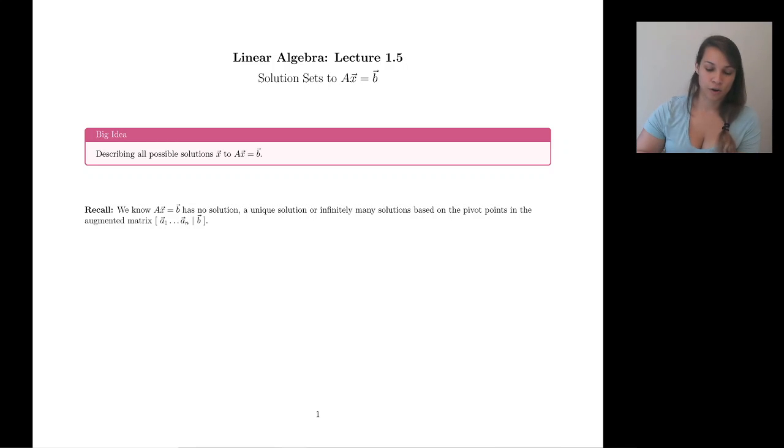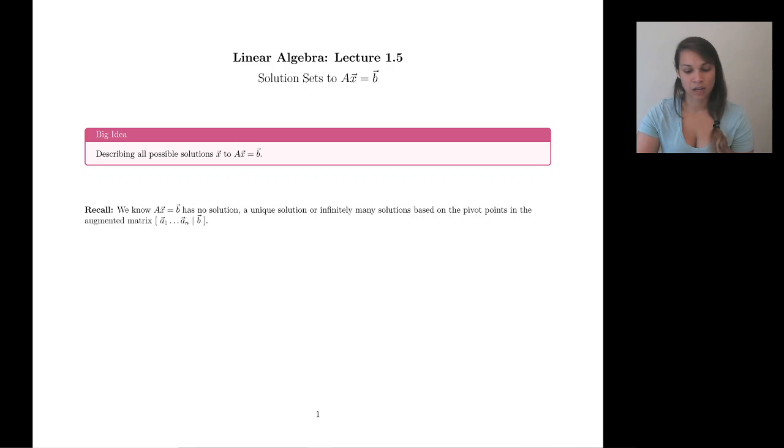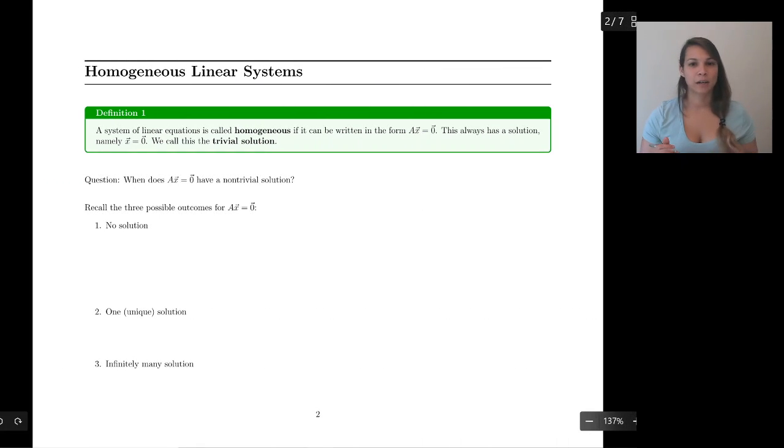Recall that we know Ax equals b has no solution, a unique solution, or infinitely many solutions. And we know this because we know things about the corresponding augmented matrix. Based on its pivot points, we know things about Ax equals b. So before we jump off into deep water, we're going to start with a simple case, and it actually has a name. We're going to talk about homogeneous linear systems, and this is a fancy way of saying we just want b to be 0. So Ax equals 0, instead of having numbers on the right-hand side.